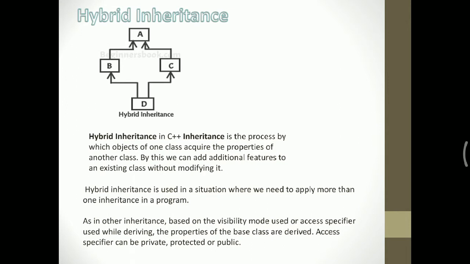The fifth type of inheritance we will discuss is hybrid inheritance. Actually, it is the mixture of all the inheritances that we saw one by one. Hybrid inheritance in C++ is the process by which objects of one class acquire the properties of another class. By this, we can add additional features to an existing class without modifying it. Hybrid inheritance is used in a situation where we need to apply more than one inheritance in the program. It is widely used. As in other inheritance, it is based on the visibility mode or access specifier used while deriving the properties of the base class. Access specifier can be private, protected or public.